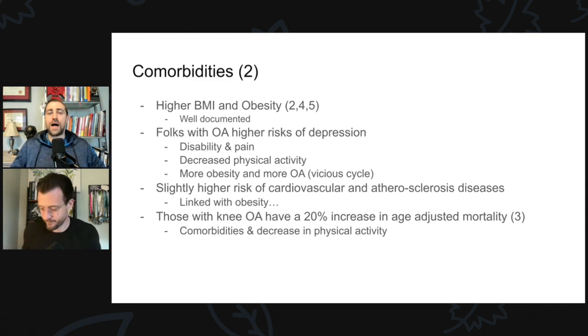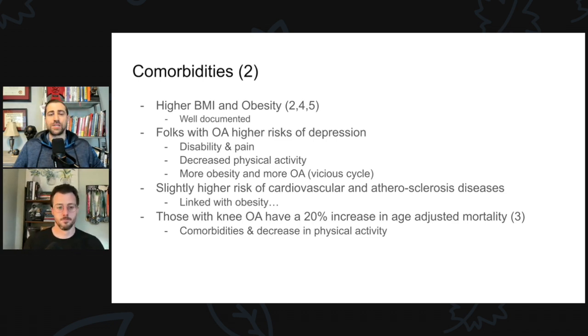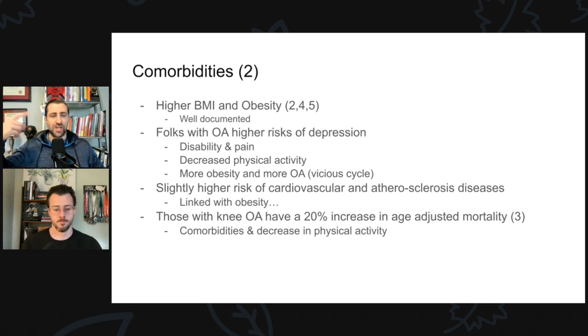So folks with osteoarthritis have a higher risk of depression. This could be because they have more disability coming from pain. They generally have decreased physical activity, which may lead to more osteoarthritis, and more pain may lead to more disability, less physical activity, and more adiposity and obesity. It ends up being this vicious cycle, right? More pain, more disability, less physical activity, more osteoarthritis, more obesity, more pain. It's a feed forward mechanism. It's a bad thing. We want to try to intervene upon this at some point.